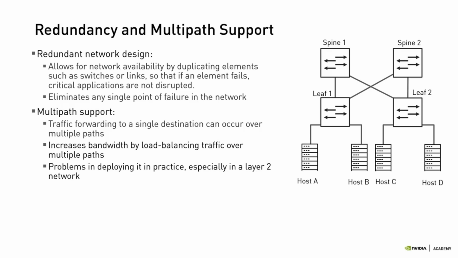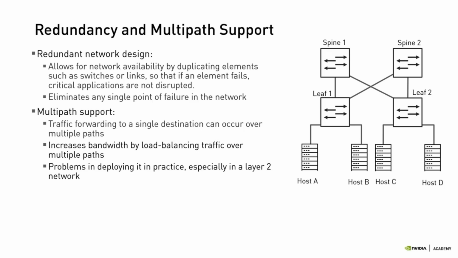In this example, each leaf switch has a link to each of the spine switches, so that there are two available paths for the host to communicate. Let's assume that when host A communicates with host C, the path is via spine 1. But what happens if the link between leaf 1 and spine 1 fails? There is another available path via spine 2 that can now be used for traffic forwarding.